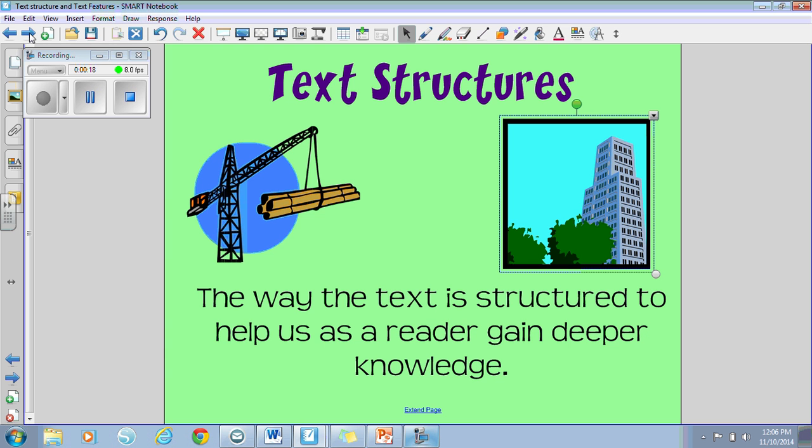Text structure is the way the text is built. Think about a builder. A builder uses different structures to build and construct different things. A skyscraper and a home are going to use two different structures, but both structures are safe and serve a purpose. Writers use different structures to build their ideas.